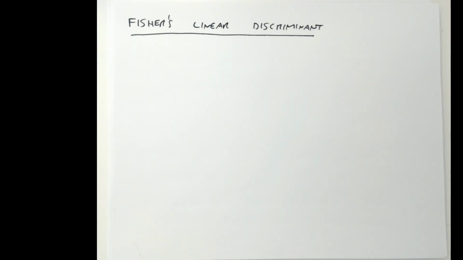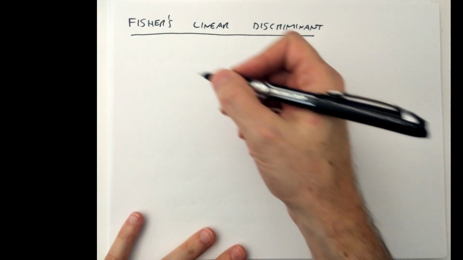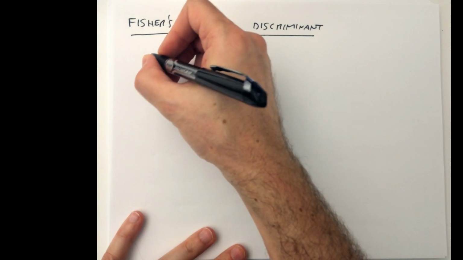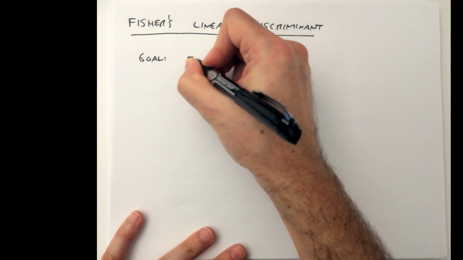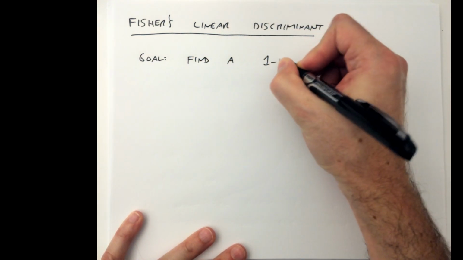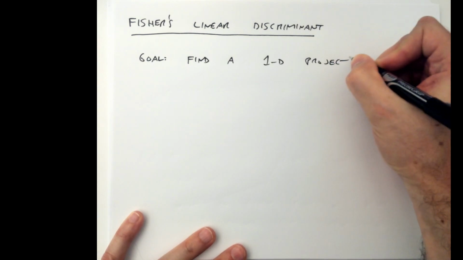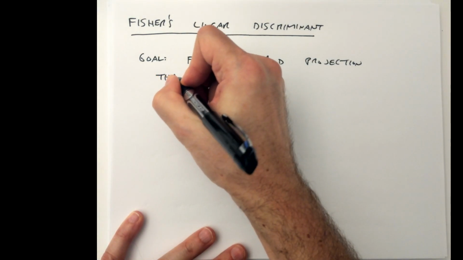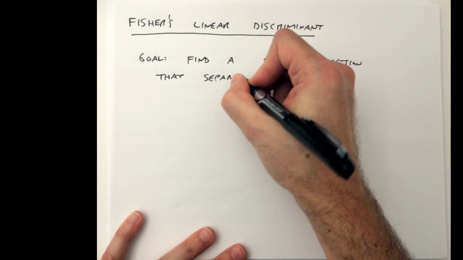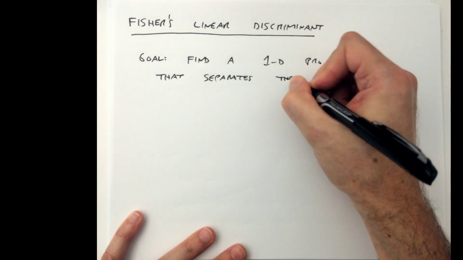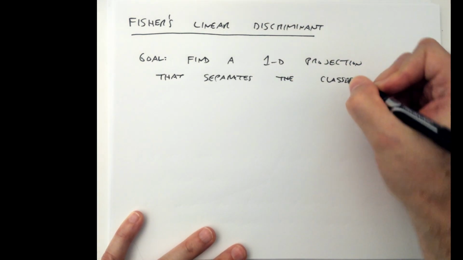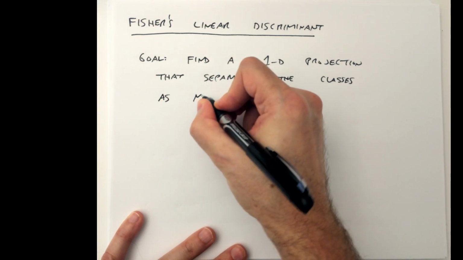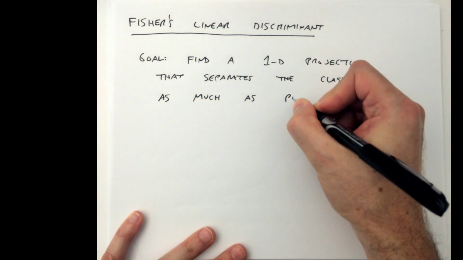So kind of the idea is that I want to find a one-dimensional projection of all the data that separates the data as much as possible. And this is much easier to illustrate than it is to say, but let me just write it down. So the goal is to find a 1D projection that separates the classes as much as possible. And I'm going to quantify what I mean by that mathematically in just a moment.